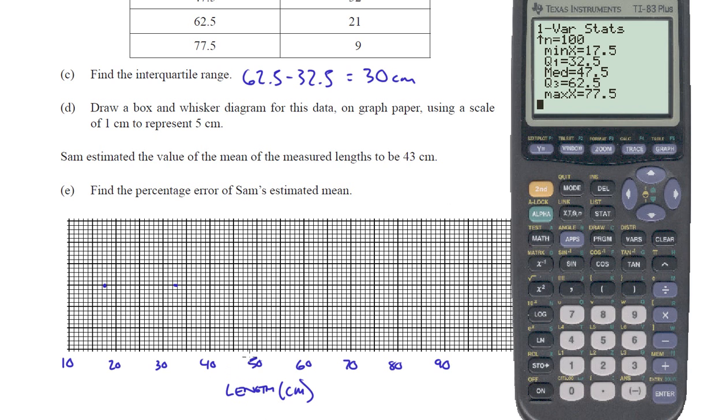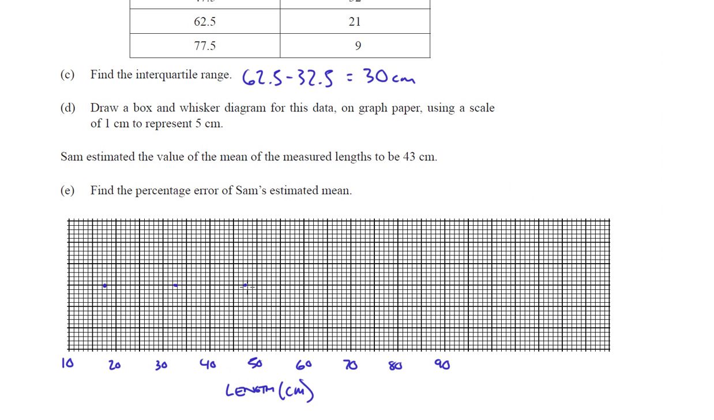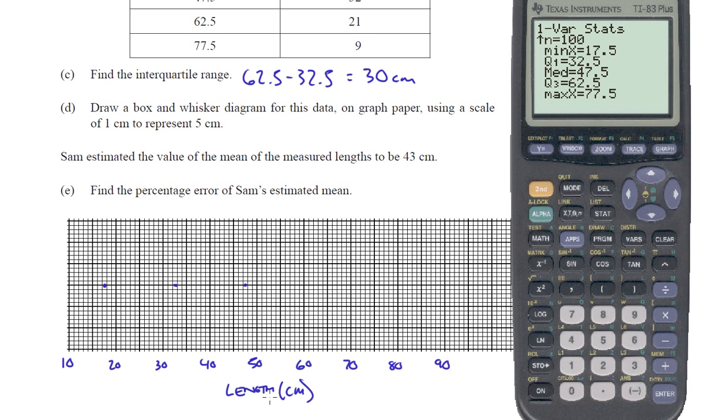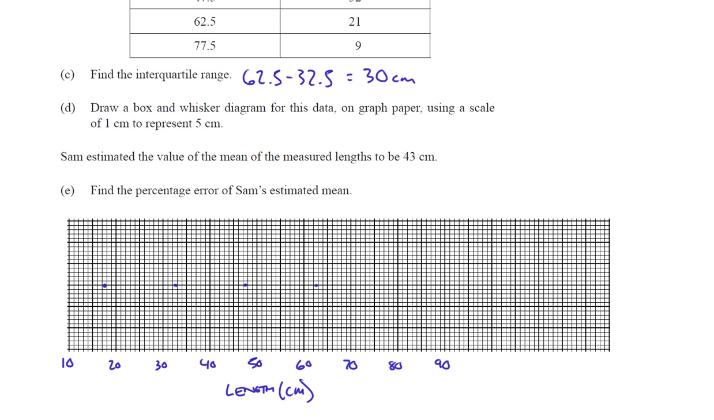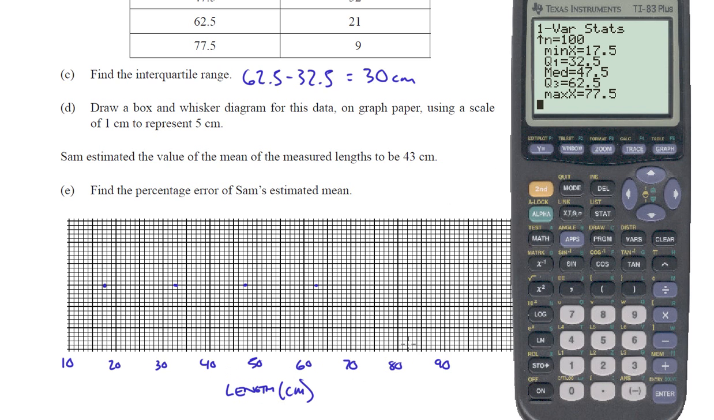Median 47.5. Quartile 3 at 62.5. And then max at 77.5, sorry.